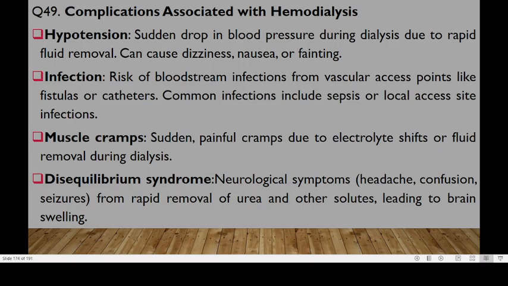Complications associated with hemodialysis are a number. We have hypotension, we have infection, muscle cramp, and disequilibrium syndrome.